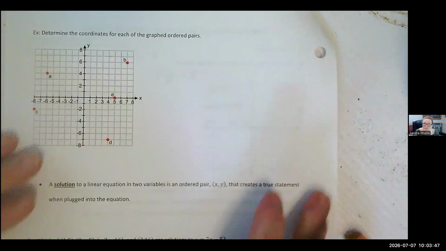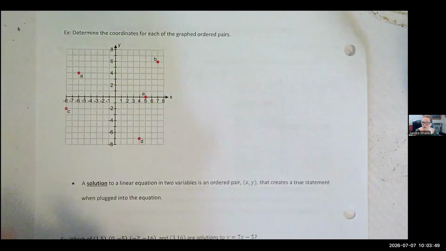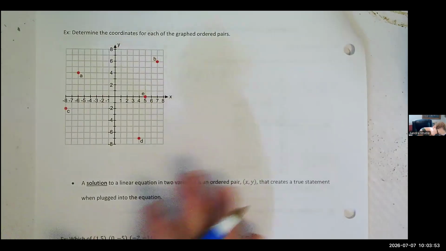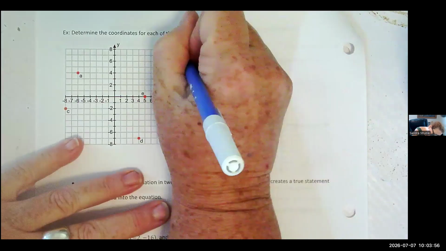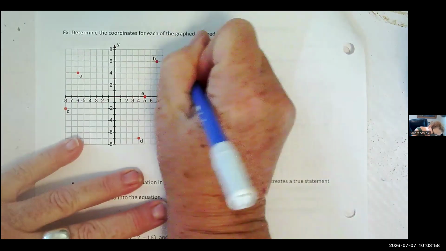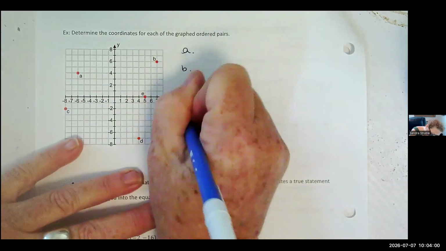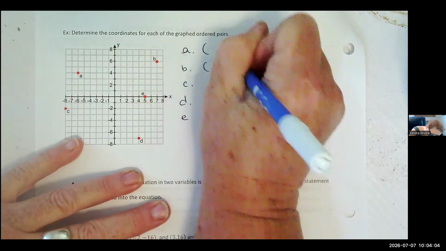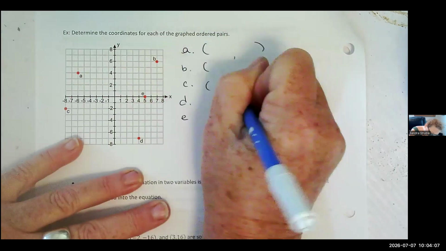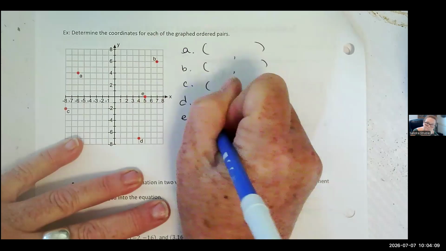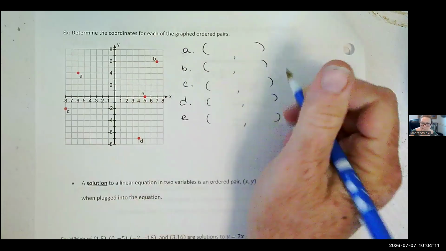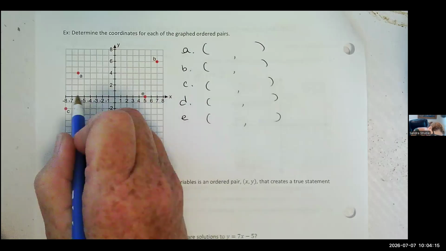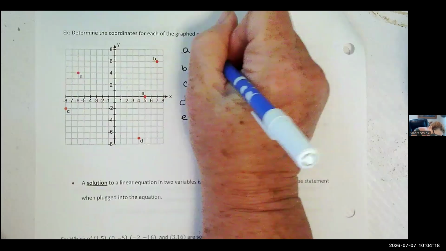All right, the next ones are determine the coordinates for each of the graphed ordered pairs. So I'll do the first one. C, D, and E. And we're going to have ordered pairs. All right, for the first one, here is A. From the origin, I'm having to go to the left 6, so -6 for my x. And then I have to go up to 4.